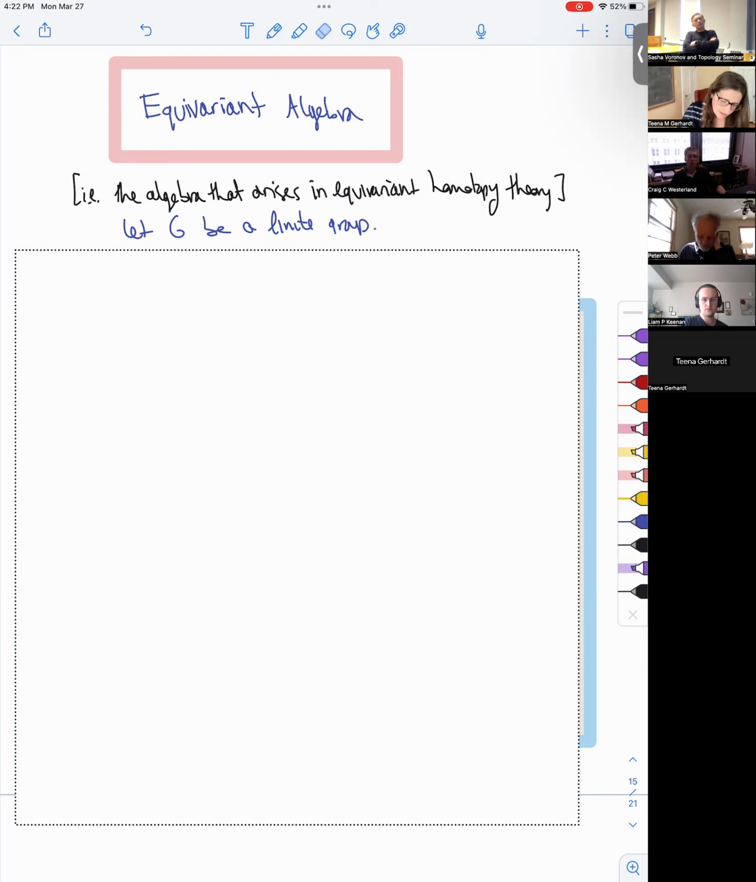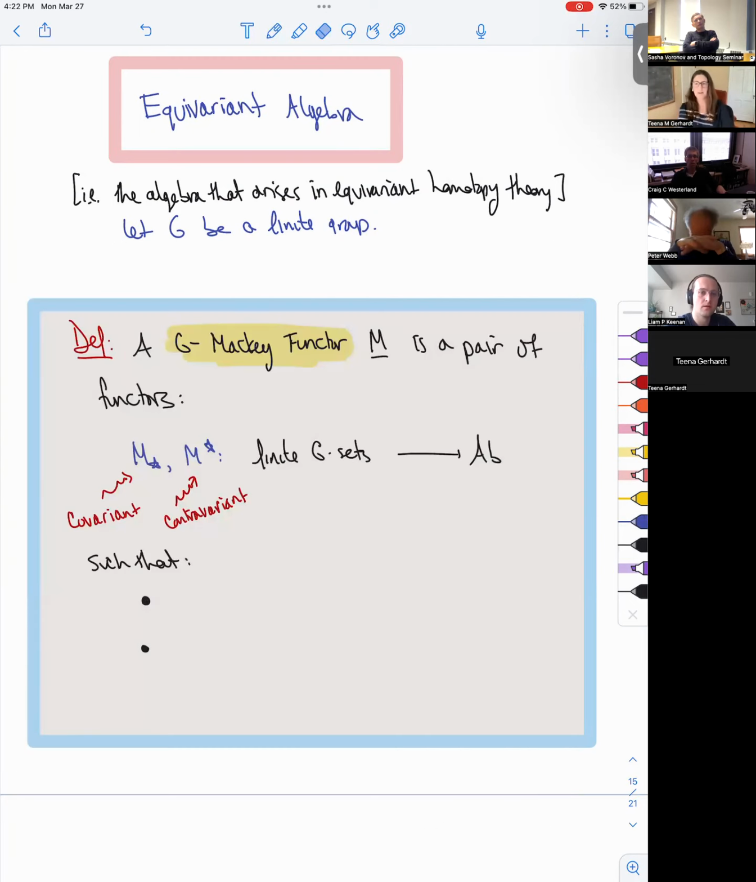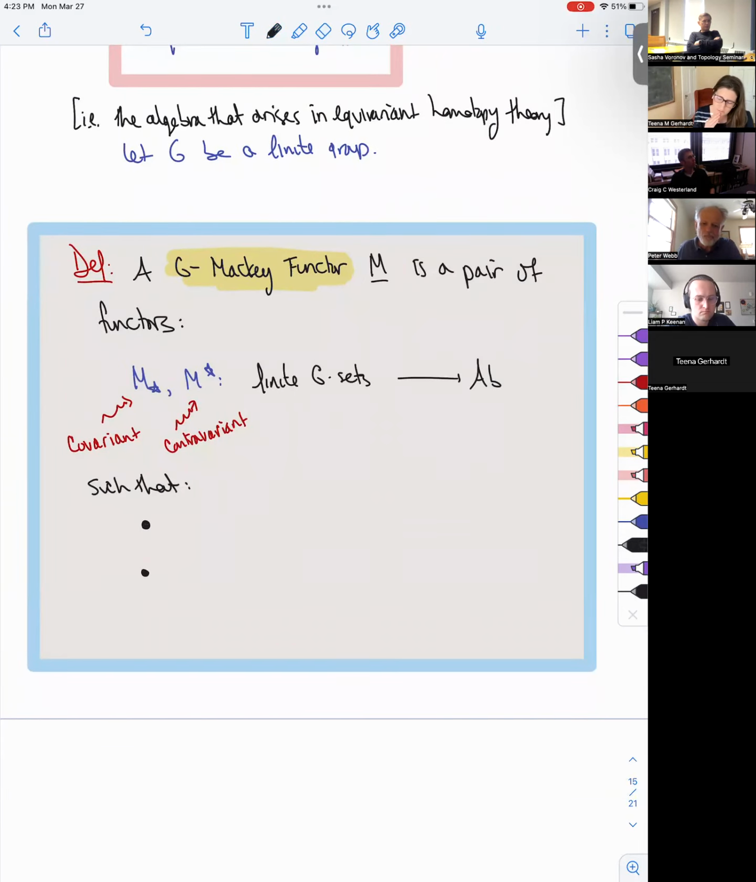Okay, so probably familiar, but let me just remind in case it's not, that if we have a group G, we can define a Mackey functor for G. So what is a Mackey functor? It's really a pair of functors, M lower star and M upper star. One of them is covariant and one of them is contravariant. They're functors from finite G sets to abelian groups. And we ask for a few things. One of them is that they have to evaluate to the same thing for each finite G set. So their values have to agree.